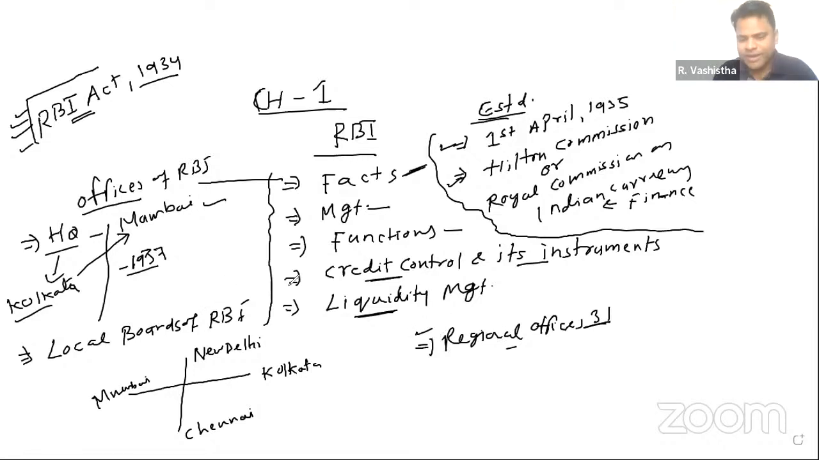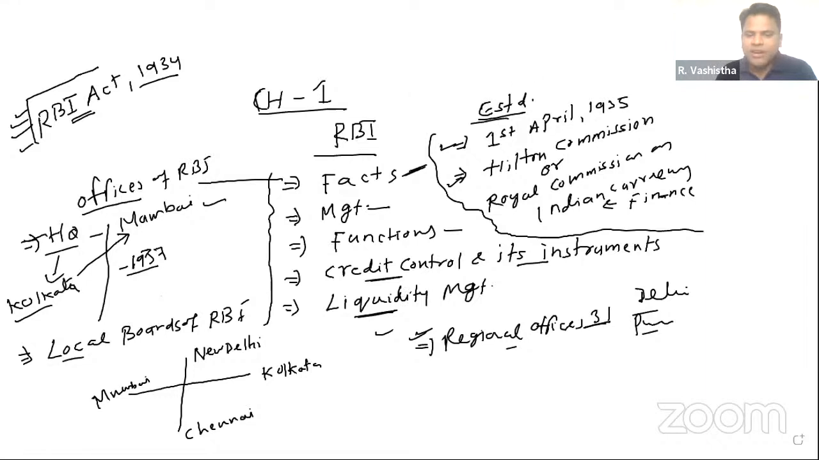Not all the union territories, but union territories where I think the assembly is there. Like we have in Delhi, then we have in Puducherry, right? You have the regional offices there, right? So these are the important offices. Headquarters in Mumbai, four local boards of RBI, and then regional offices.